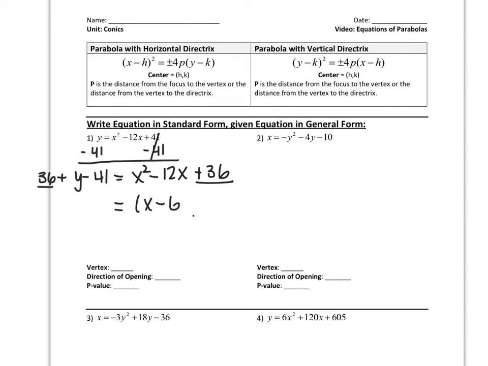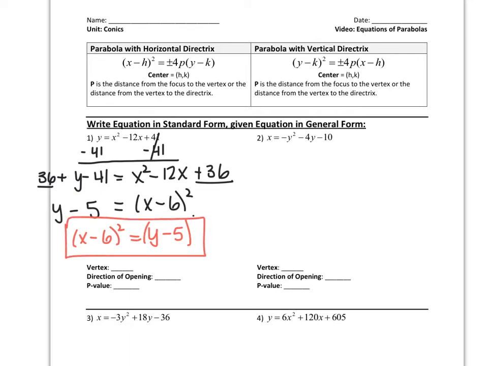Okay? So we have (x - 6)^2 = y, and then you're just going to take 36 and subtract 41. When you do that, you should get negative 5, and this is your equation in standard form. But just remember that the squared has to come first. So we really want to say it's (x - 6)^2 = y - 5.